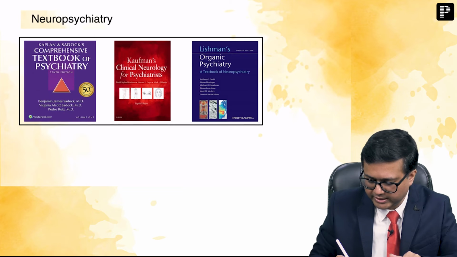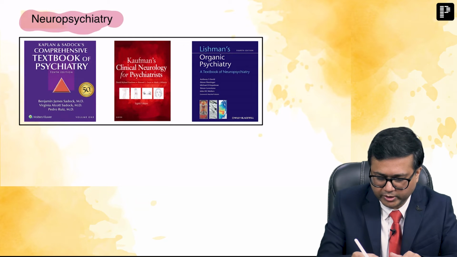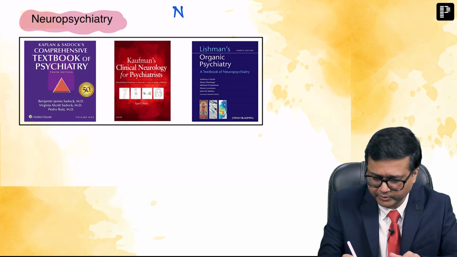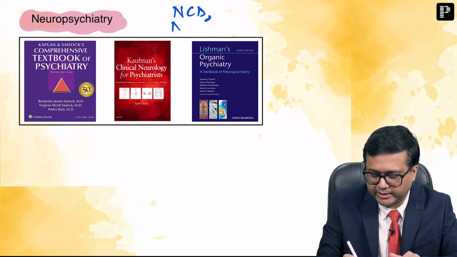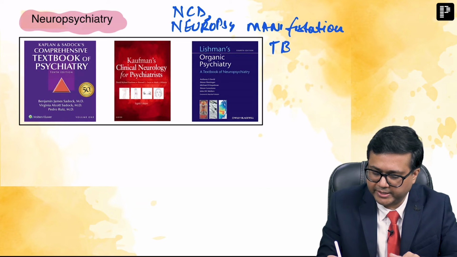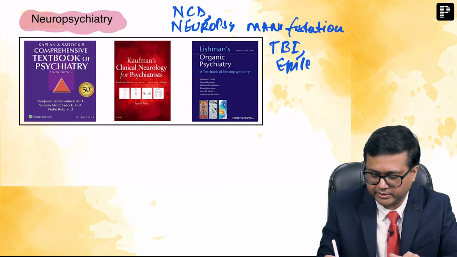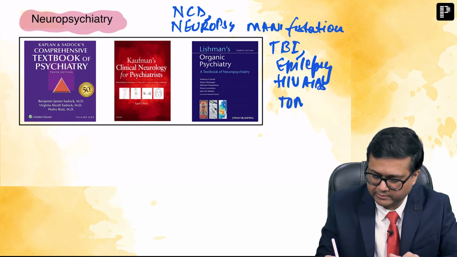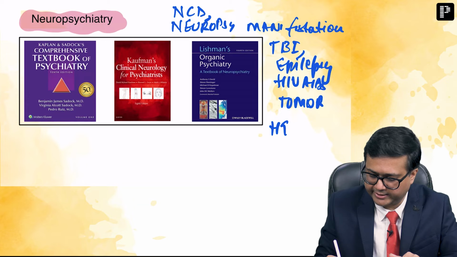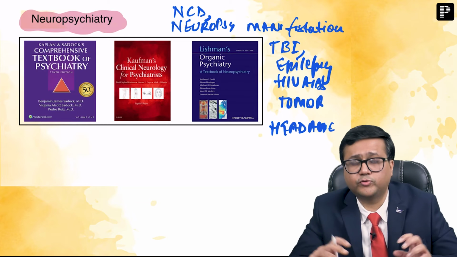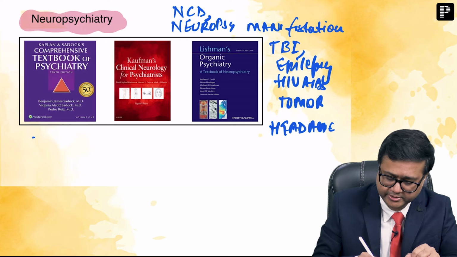Now, coming to neuropsychiatry, again, neuropsychiatry is very important, including various topics such as neurocognitive disorders. Then there are neuropsychiatric manifestations of topics such as traumatic brain injury. Then there is epilepsy, HIV, AIDS, tumor, then topics such as headache. So these are some important topics, and others as well, which are important for neuropsychiatry. So again, CTP is a book which you can follow.